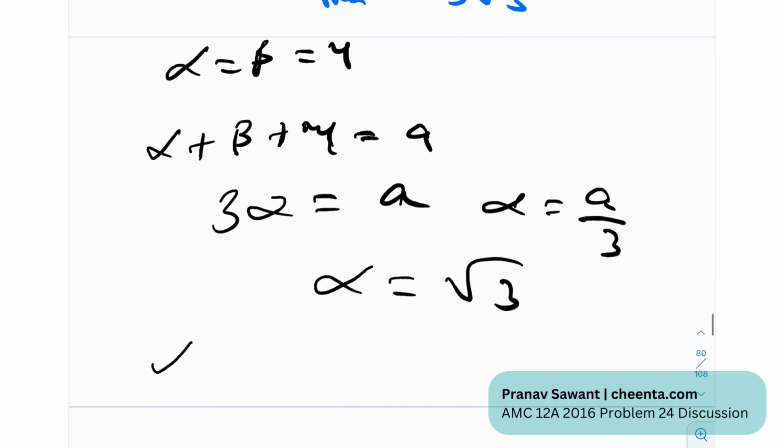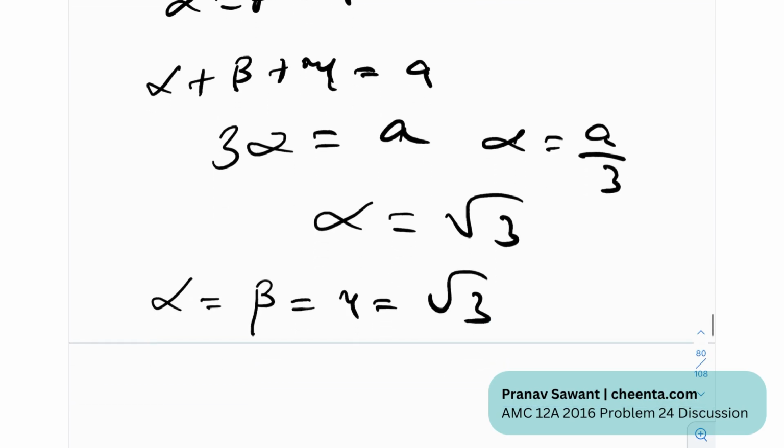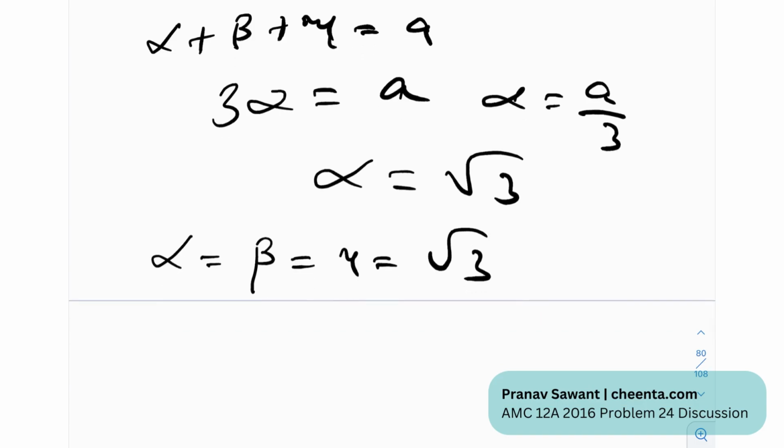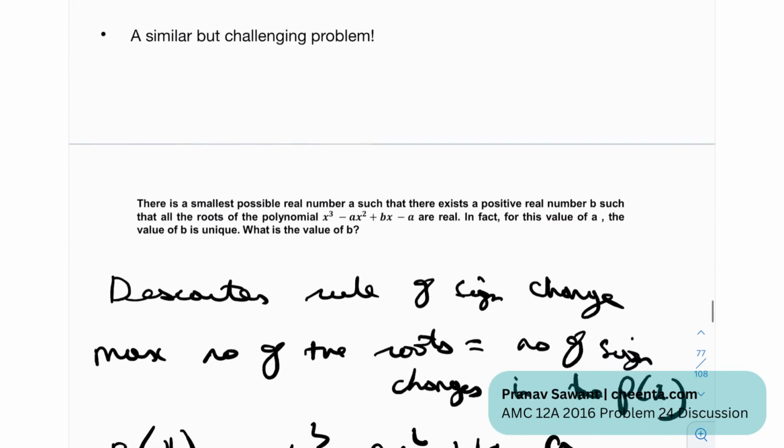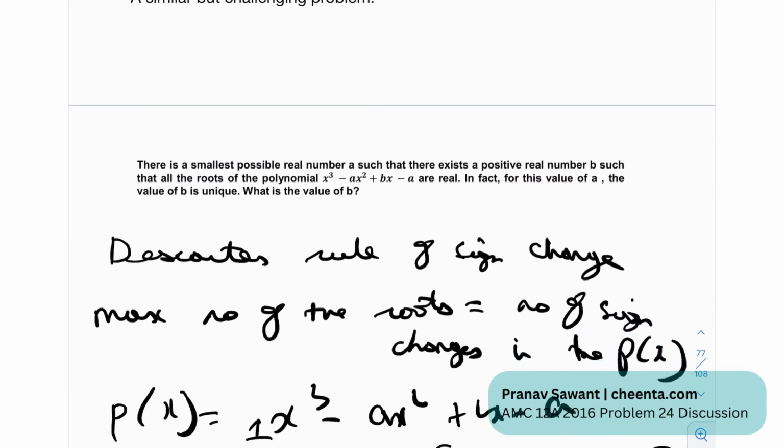So I got the 3 roots. Alpha is equal to beta is equal to gamma is equal to root 3, right? And okay, now again from Vieta's relations, I can state what b is. What is b? I believe b is the coefficient of the linear term, right?